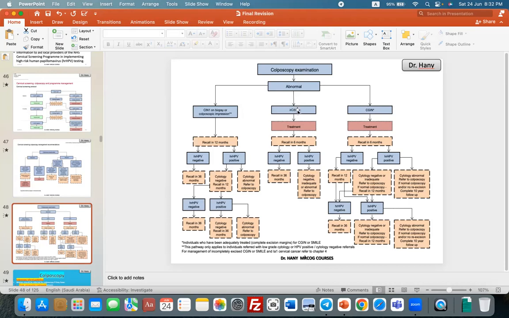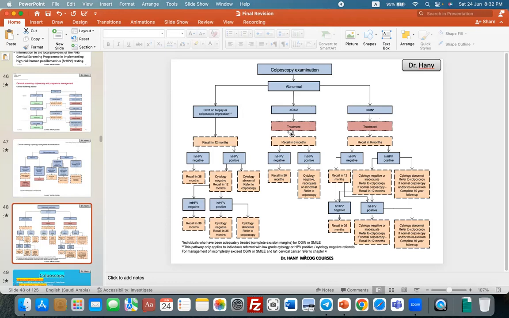I will treat CIN2 or 3 or CGIN. And once I treat, I have test of cure after 6 months. Negative, 3 years recall, positive, colposcopy. As simple as that. Don't complicate things before the exam. CIN2 or 3, see and treat in the colposcopy. So I will do a treatment, LLETZ.